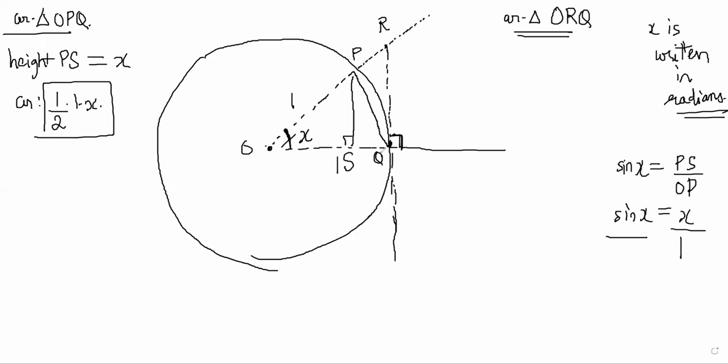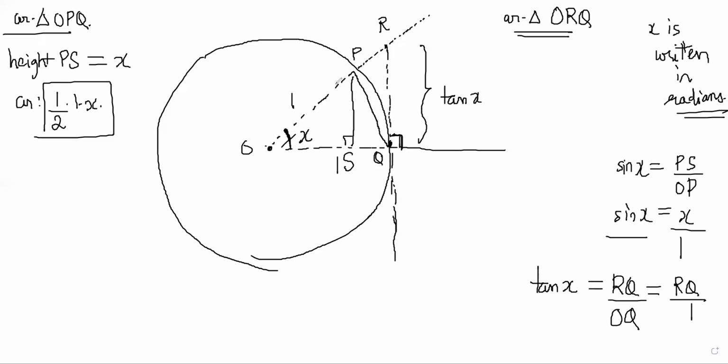So in triangle ORQ, what is RQ? RQ is anyway perpendicular, no? So how will you write RQ here? Think about the ratio tan x. Tan x is what? RQ by OQ. And OQ is 1, no? So RQ is simply tan x. Basically, I'm saying this ratio is tan x and this height was sin x, right? So area of triangle ORQ is what?